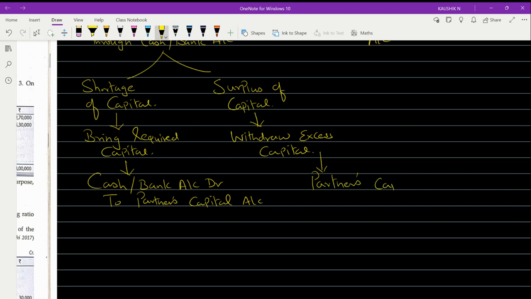Partner's capital account is debited to cash or bank account. So, with respect to the concept, the accounting treatment, or the journal entry, if you have any doubt, let me know before I proceed to the next case.